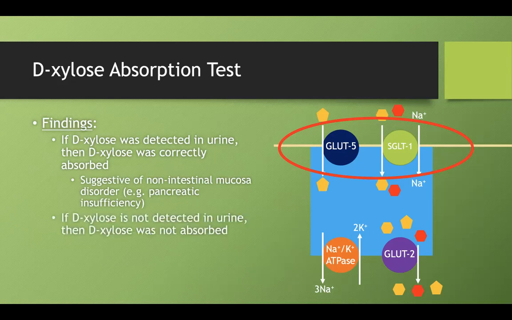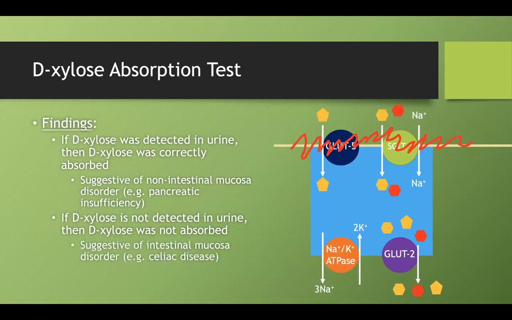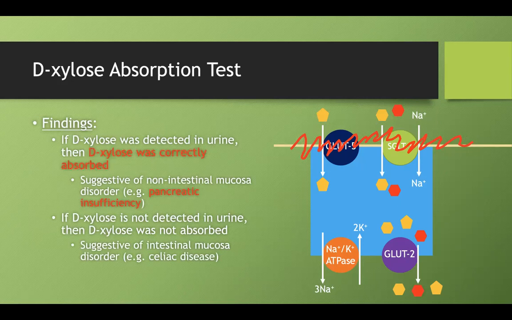If d-xylose was not detected in the urine, then obviously d-xylose wasn't absorbed in the first place. So then you can start to realize, okay, maybe the intestinal mucosa is the problem because that's all you need for d-xylose to be absorbed. And again, this would lead you to the direction of an intestinal problem like celiac disease. In the case of what we're talking about, pancreatic insufficiency, you can notice that d-xylose was correctly absorbed in this case. So that's why you'll have a normal d-xylose test in pancreatic insufficiency, because the intestinal mucosa is not the problem, it's the actual pancreas.